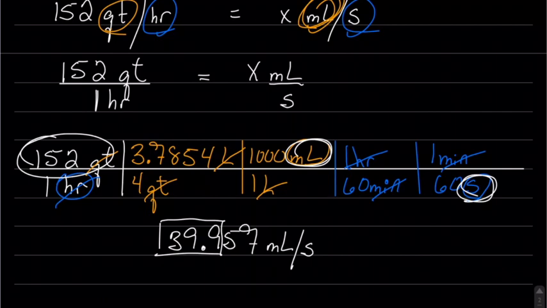Last step is sig figs. We have 3 sig figs there, which means we want 3 here. So we're going to drop the 5, 7. 5 is 5 or bigger, which is going to bump the 9 up to a 10, which is going to bump the 9 up to a 10, which is going to bump the 3 up to a 4. So final answer is 40.0 milliliters per second.